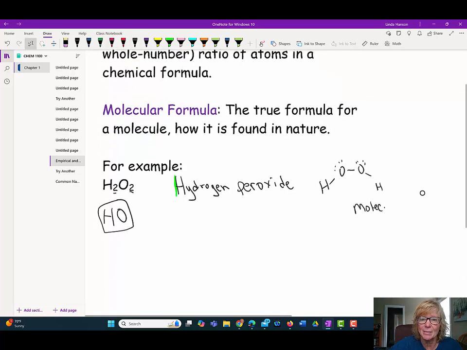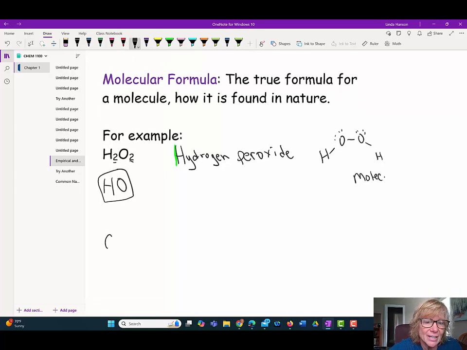As another example, we have in nature simple sugars, C6H12O6. It's a molecular formula for a molecule known as glucose. Any monosaccharide shares this particular molecular formula where we see 6 carbons bonded to 12 hydrogens bonded to 6 oxygens. That's its true molecular formula, the way we find it in nature, the way we find it in our body.